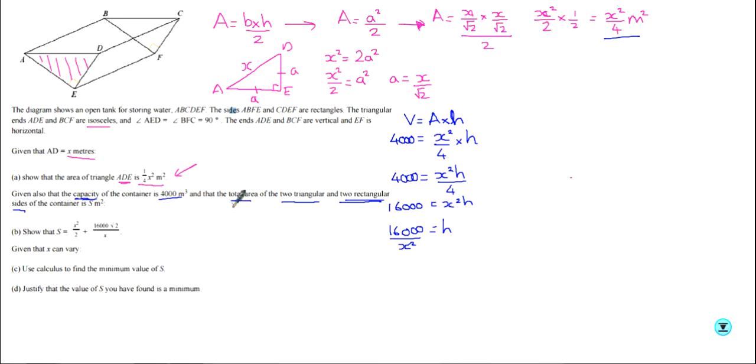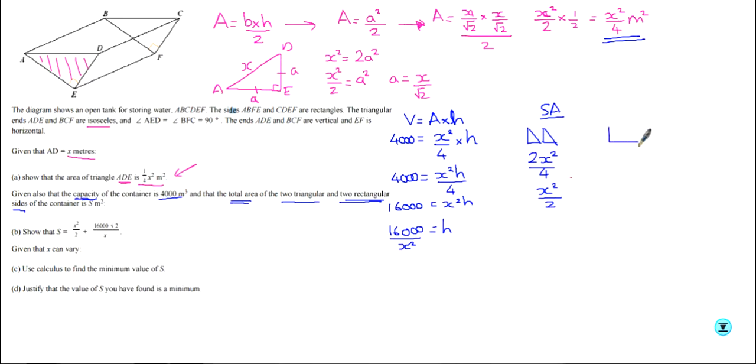Okay, let's have a look at the next bit of information. So we've got the total area. So that's surface area of these two triangles and two rectangles. So let's write surface area over here. Okay, so we're going to have two of these triangles. And we know one of the triangles is this, x squared over 4. So two of them is going to be 2x squared over 4, which is just half. Okay, 2/4 is a half.